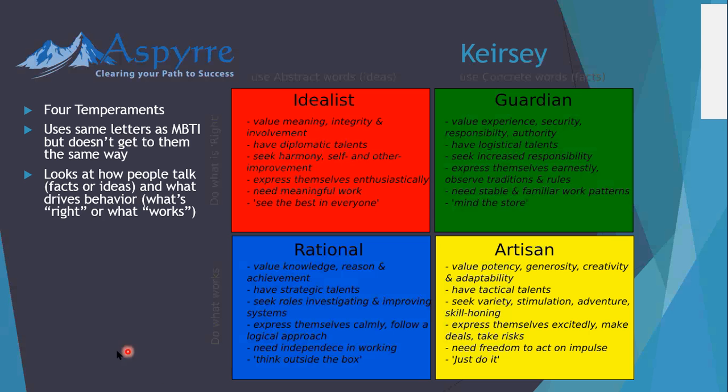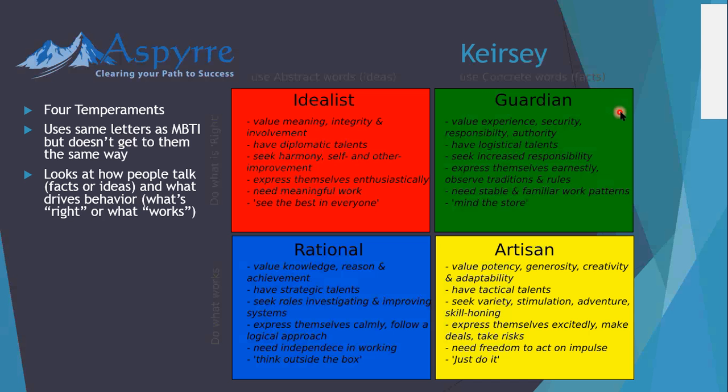So guardians and idealists do what they believe is right, and rationals and artisans do what they believe will get them results quickly. And they're a little bit more flexible about whether it's quote-unquote right or wrong. Now, a guardian will see right as more following the external rules, whereas an idealist sees right as following their internal rules, which kind of makes sense when you think about the idealist fitting in the ideas category and the guardian fitting in the facts category.